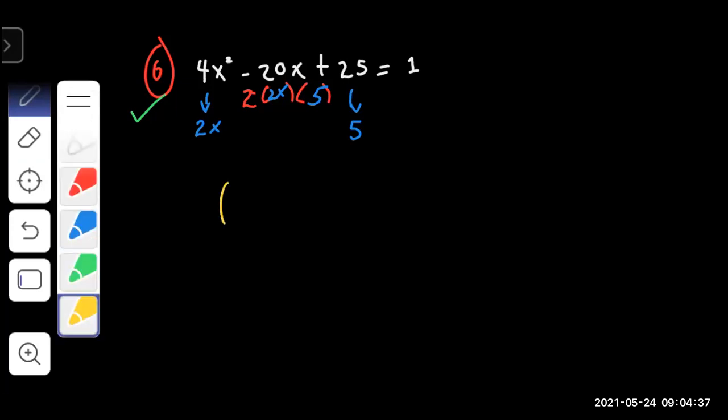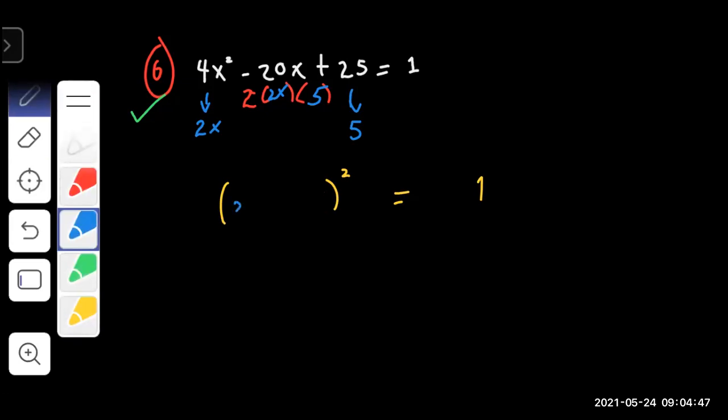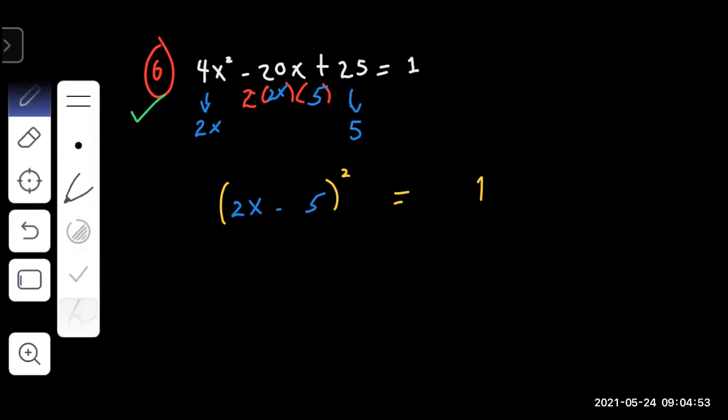Okay, let's put parentheses. It's a perfect square equals 1. Okay, what are we going to put inside here? So 2x and 5, right? Minus 5. Yes, it's minus 5 because this is negative. It's going to be minus 5.